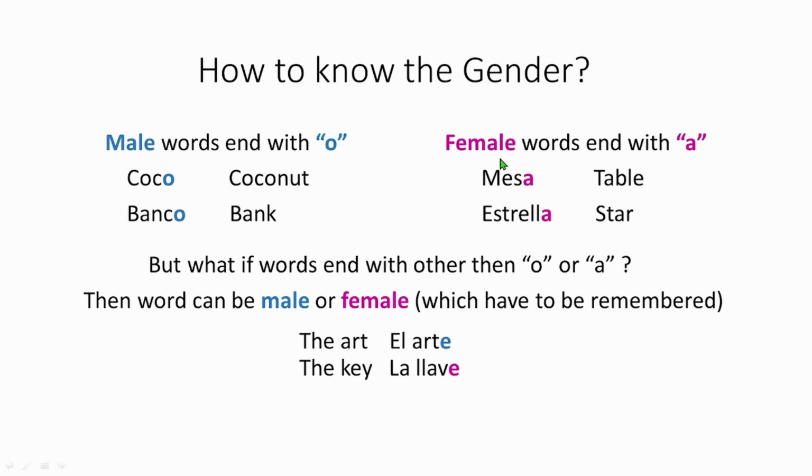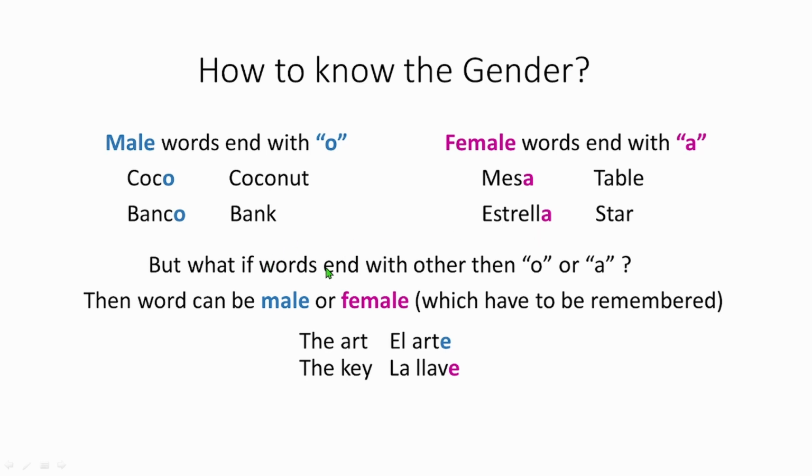We've got another rule: female words end with A. Now we've got here mesa. Mesa means table and it's female because it's ending with A. We've got another one, estrella. Estrella means star, and again it's ending with A, so it's female.